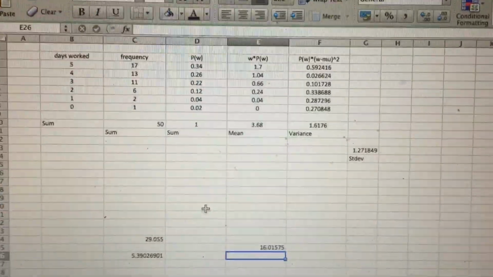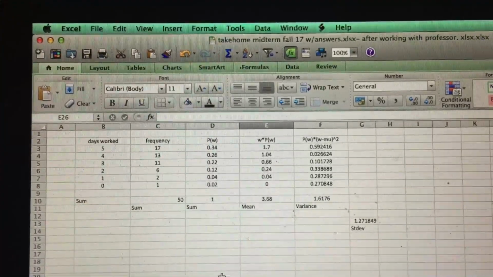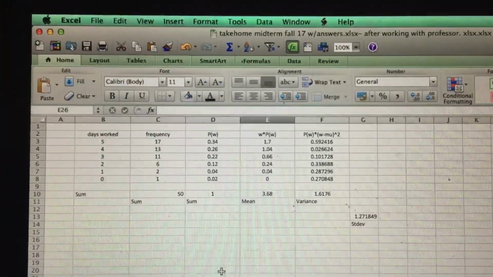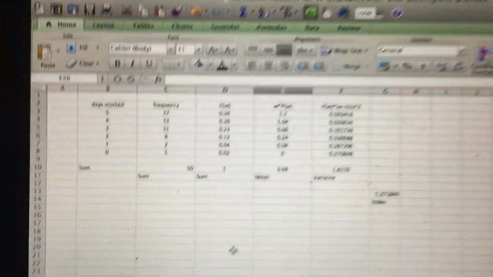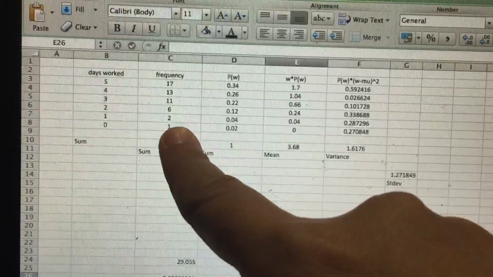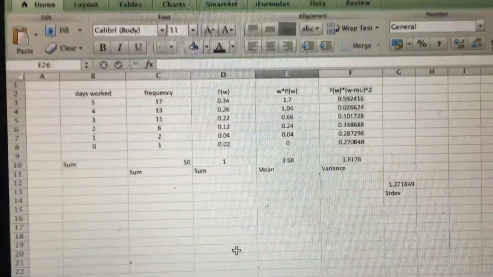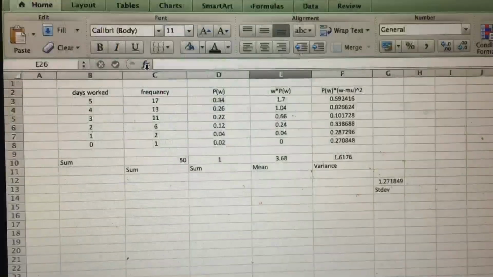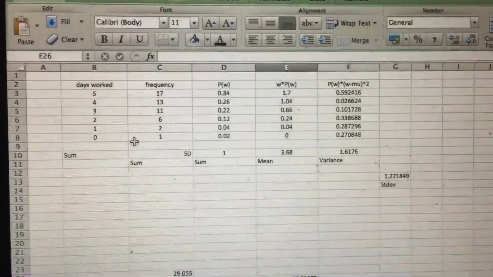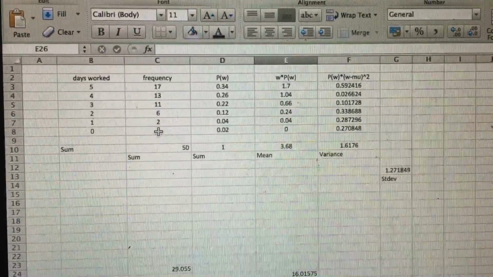Okay, I'm going to do a video on our midterm practice thing. Over here we have the days worked and the frequency, and all of this we had to fill out, right? Just to be clear, I added the frequency first.